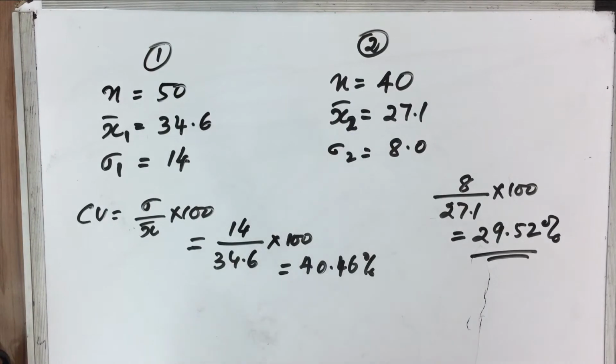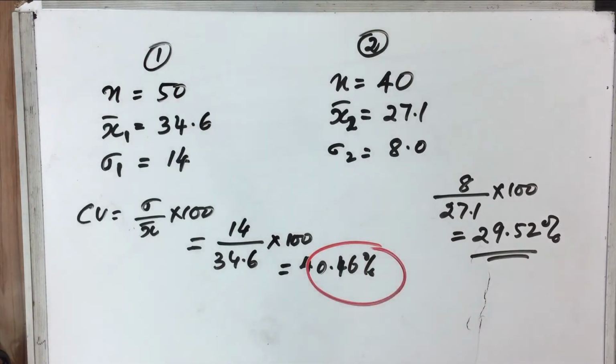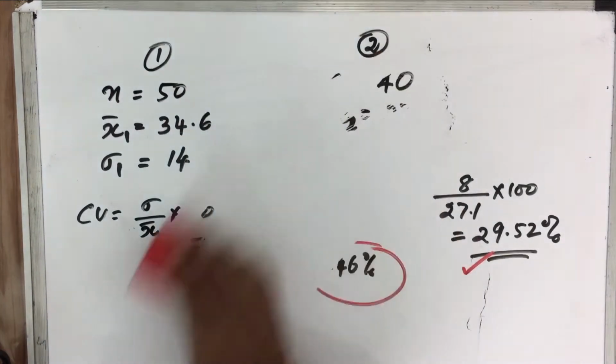So when we compare these two classes, we know that in the first class the CV is 40.46, so it is more variable compared with the other one. It is highly scattered. The other one is more consistent, with less variability. This is what we need to understand by this concept of coefficient of variation.